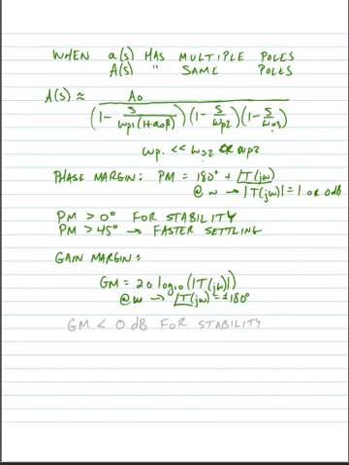Now in general, we want the gain margin to be less than 0 dB for stability. What we're saying here is that when the angle of our loop gain reaches 180 degrees, we want to have no gain left. And if we have no gain left, then our system can't have positive feedback.